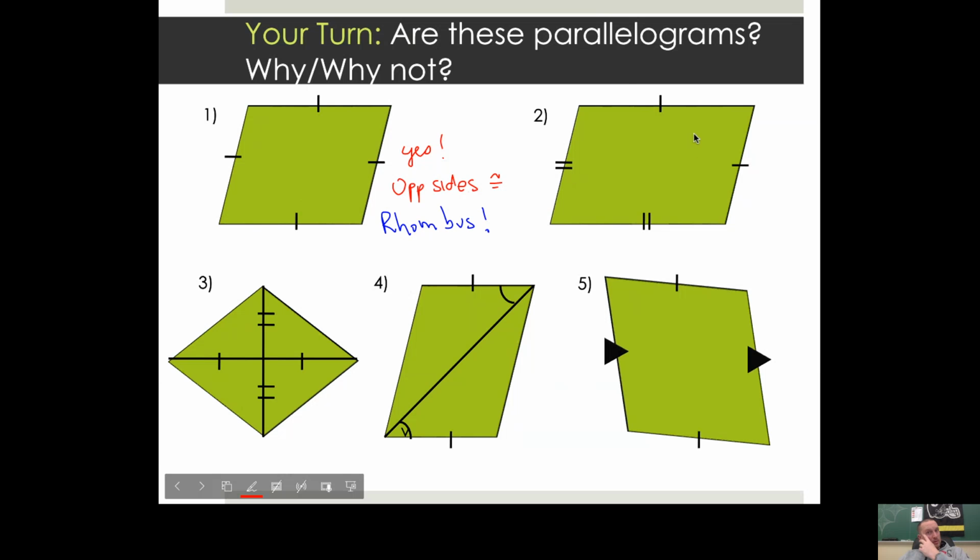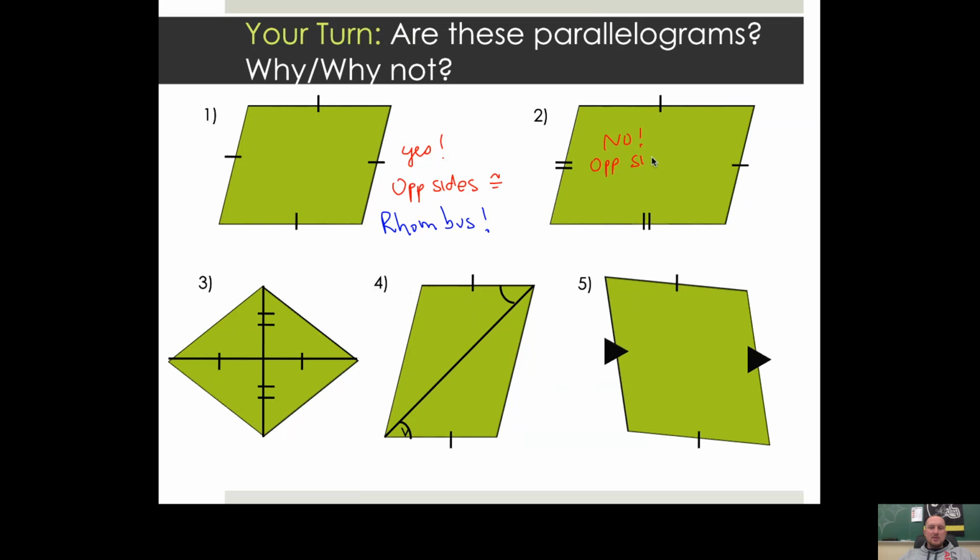Number 2, is this a parallelogram? I'm looking at my opposite sides and they're not congruent. So I'm going to put no on this one. And that might not be the best answer. You really can't tell for sure that it's a parallelogram. That doesn't mean it's not going to be. You just can't prove that it is.